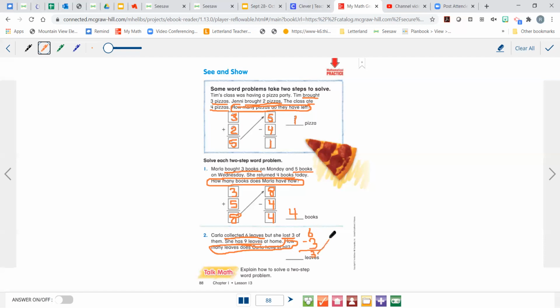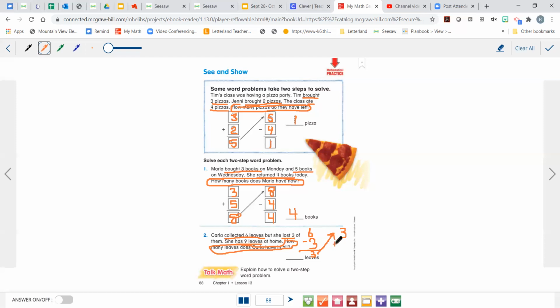So I'm going to take that number and make it the first number in my next problem. Now I'm going to go to the next sentence. She has 9 leaves at home. So she already has 9. And we want to know how many leaves she has in all when she takes those 3 she just found today and puts them with the 9 she already has at home. And that's adding, isn't it?